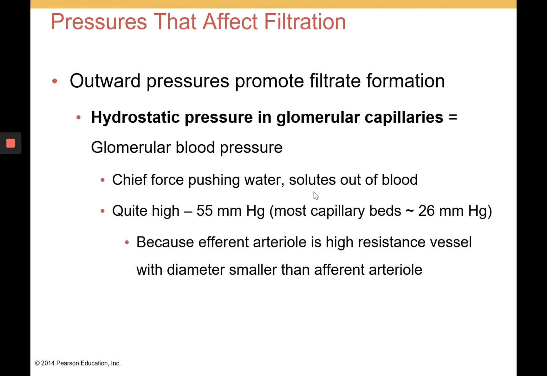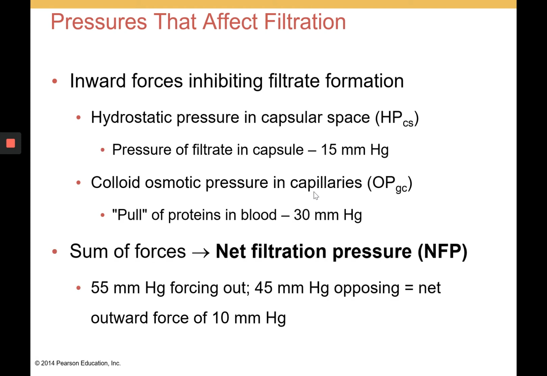And this hydrostatic pressure is pretty high for a capillary. It's about 55 millimeters of mercury. Most capillary beds are only about 26 millimeters of mercury for the pressure within their capillaries. But this makes sense. We were talking about the structure of blood flow going into the renal corpuscle. That afferent arteriole is a high pressure vessel, allowing the glomerulus to be a high pressure capillary bed. And the efferent arteriole is narrower, and it creates that high pressure dynamic in the glomerulus itself. Because the efferent arteriole is a high resistance vessel with a diameter smaller than the afferent vessel, we create this quite high 55 millimeters of mercury hydrostatic pressure in the glomerulus.